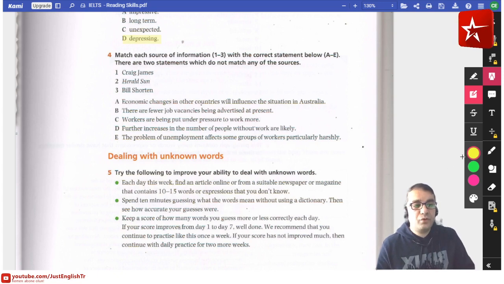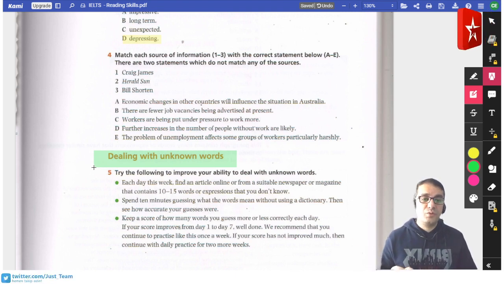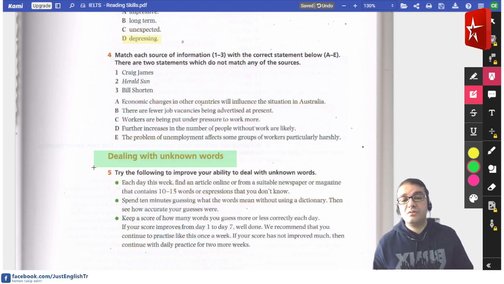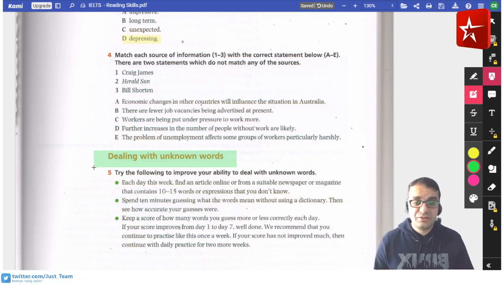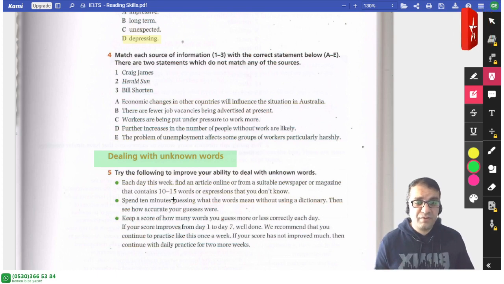And this is a very important part most of you will possibly face in the exam. Now in this part of the exam, all the time some people don't know the meaning of the words, and for them it is unknown. And everyone is scared of this part of the exam, right? So here what we are doing is trying to improve your ability to deal with unknown words. How? I need you to practice this. Each day of the week, find an article, read it, find keywords, containing 15 keywords.